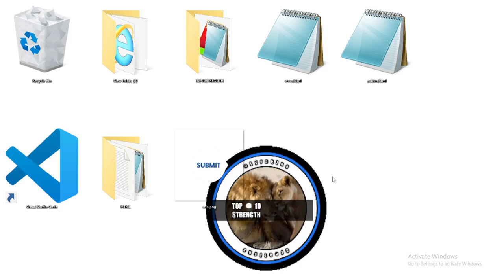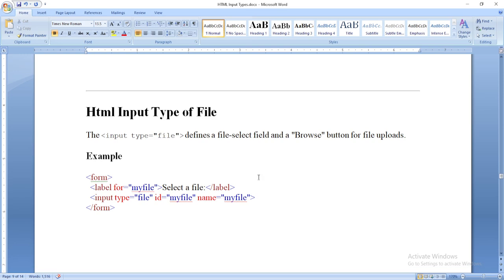Welcome back everyone. Quickly, let's continue our discussion on HTML input types, and right now we'll be discussing the HTML input type of file. So the HTML input type of file defines a file select field and a browse button for file upload. So I'm going to show you how this works quickly.